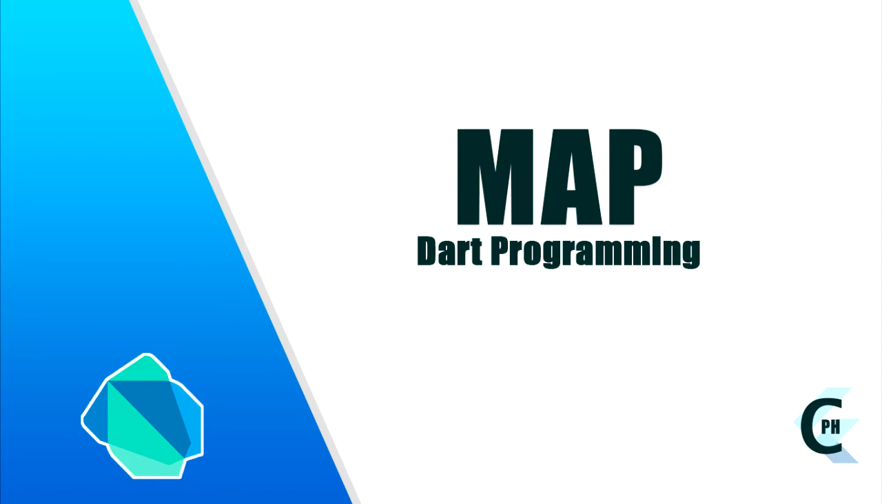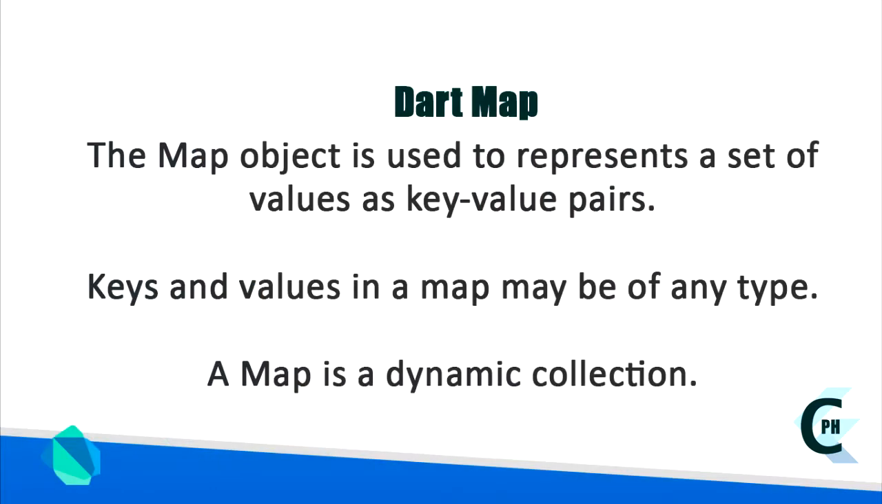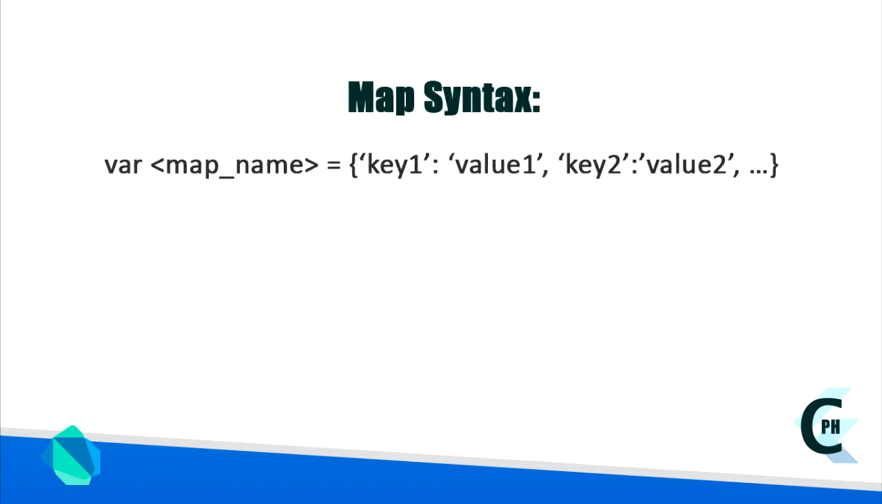Our topic for today is about Dart map. The map object is used to represent a set of values as key value pairs. Keys and values in a map may be of any type. A map is a dynamic collection. So here is the syntax of map.